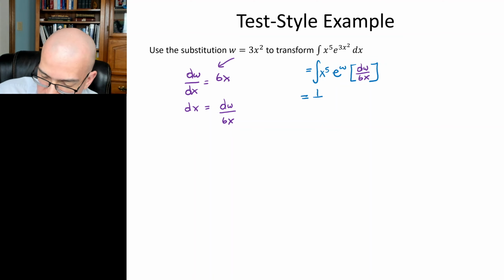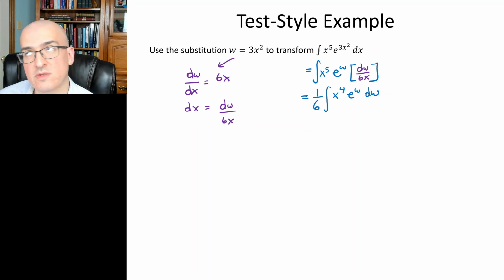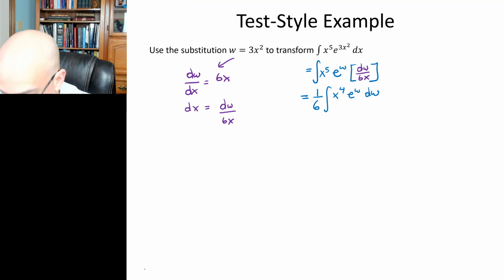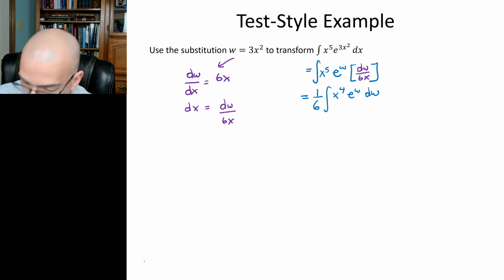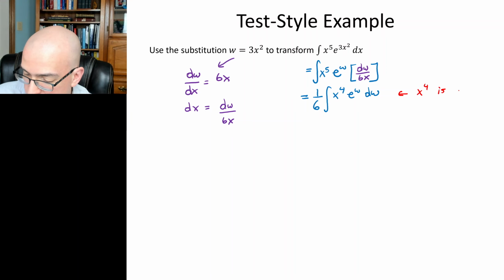So there's a 1 over 6 in front. Now we have antiderivative of x to the power 4 times e to the w dw. And this is wrong. It's not wrong, it's just not ready yet. We haven't fully done what we're supposed to do. What to do about x to the power 4? X to the power 4 is a problem, but there's a way to fix it.